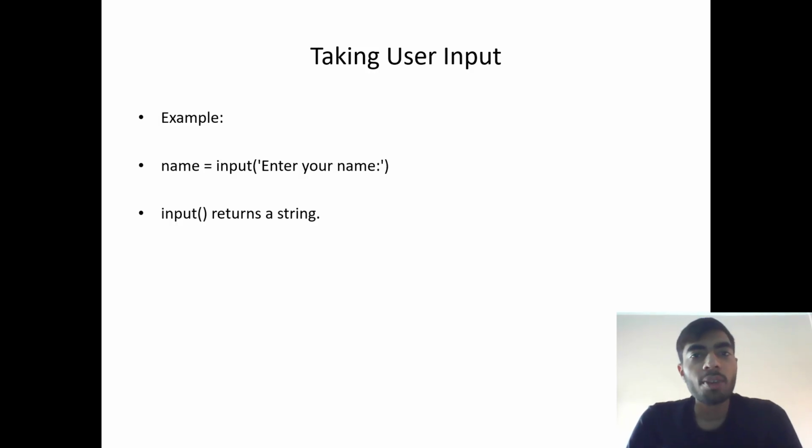Until now, we have manually assigned values, but in real programs, we often want the user to enter the information. For that, Python provides the input function. For example, name = input("Enter your name"). When the program runs, Python waits for the user to type a name. One important thing to remember is that the input function always returns a string. Even if the user types a number like 25, Python treats it as text unless we convert it.